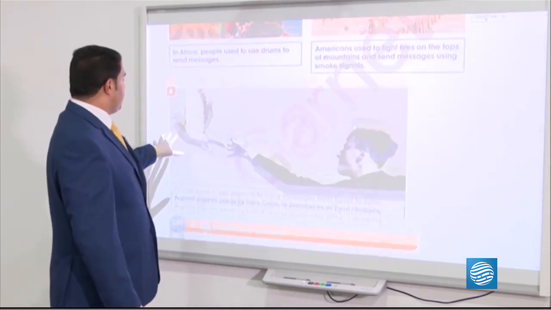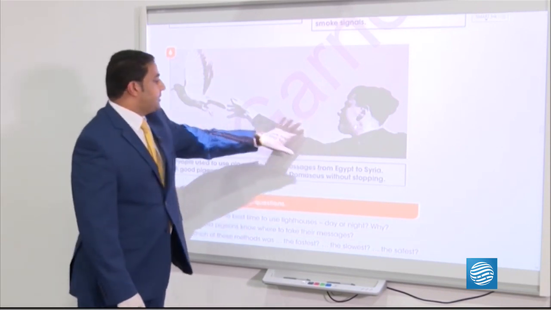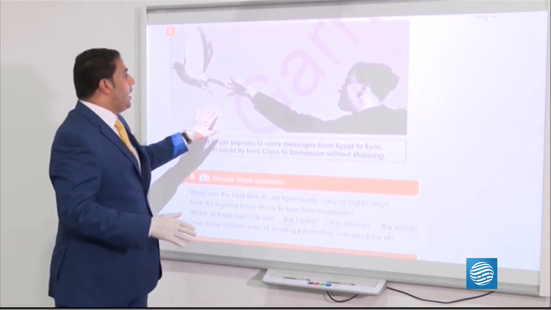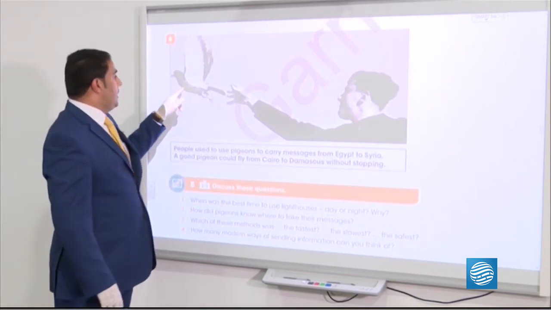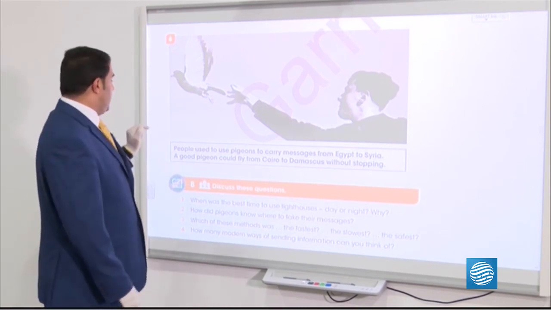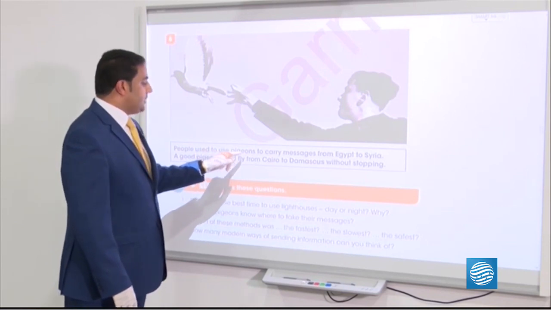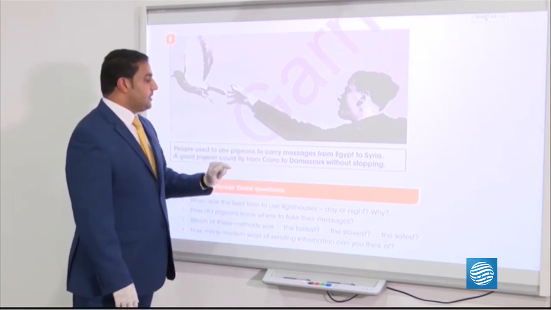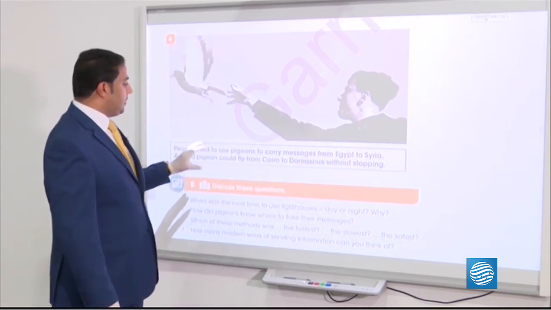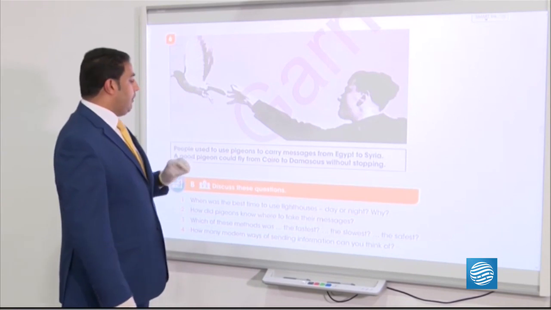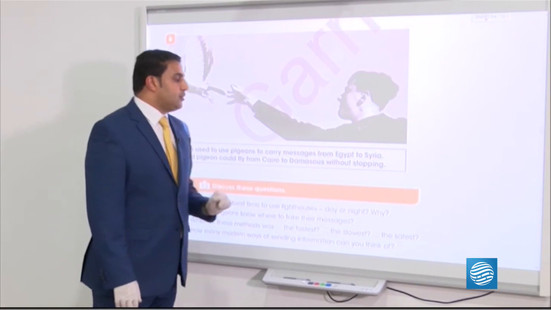Number 6. What's this? And what's this? A person flying a bird. This is called pigeon. Pigeon. People used to use pigeons to carry messages from Egypt to Syria. الناس كانوا يستخدموا الحمام، احنا نقول الحمام الزاجل، to carry messages، يحمل الرسائل من مصر إلى سوريا.